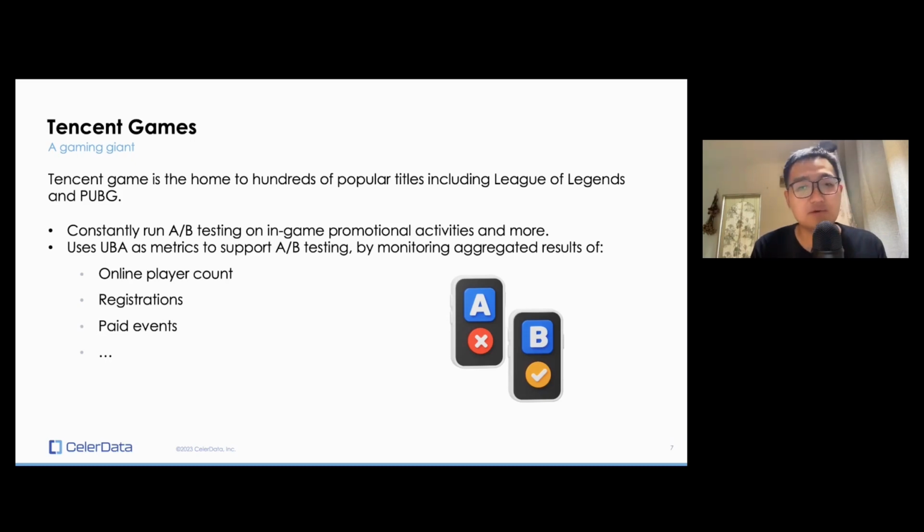At the scale Tencent Games is operating on, serving hundreds of millions of players worldwide, no decision is trivial for them. Even designing a button, like the color of a button, carries a lot of weight at their scale. So whatever decision they make, they always do thorough testing. They run A/B testing on almost all of the decisions they make, like in-game promotion activities. And this goes from bigger decisions to smaller ones, like the color of a button.